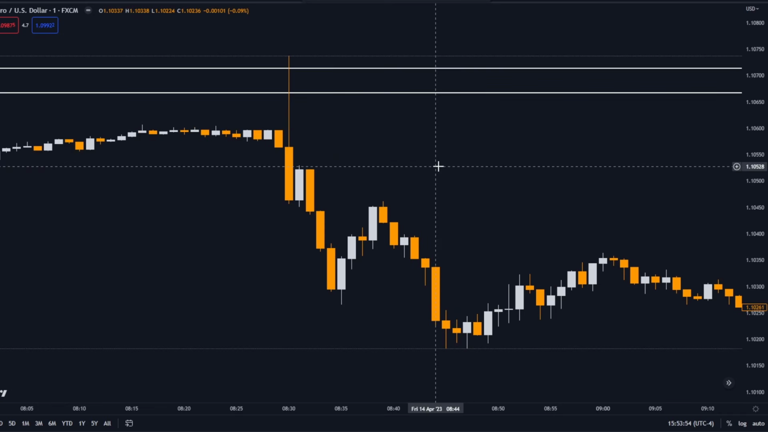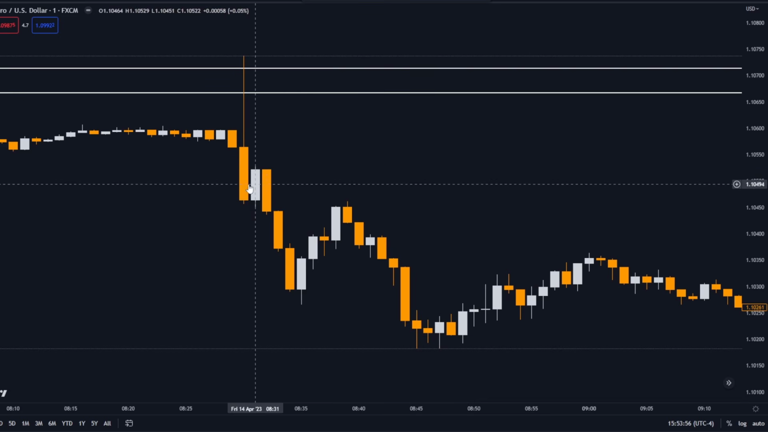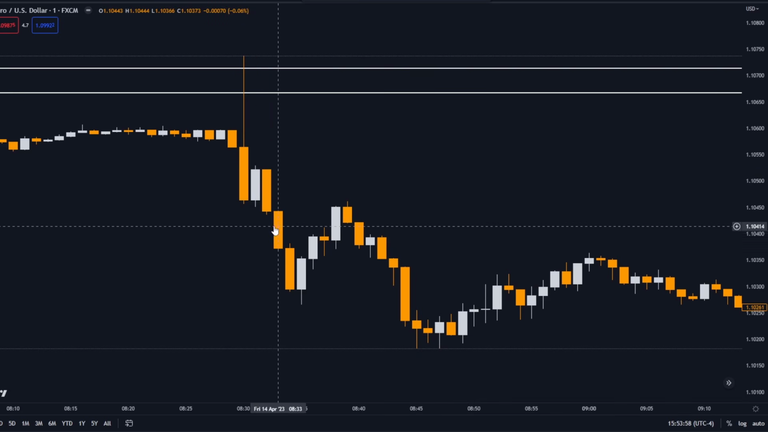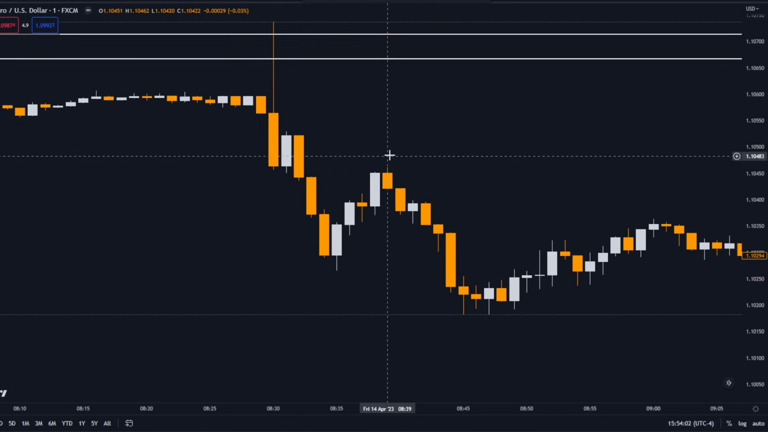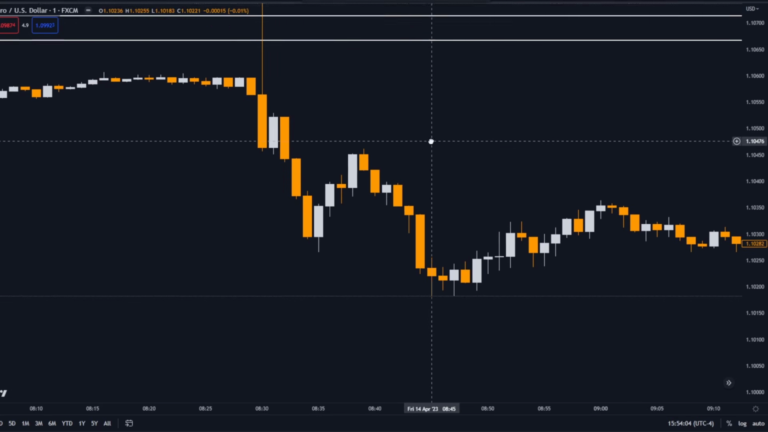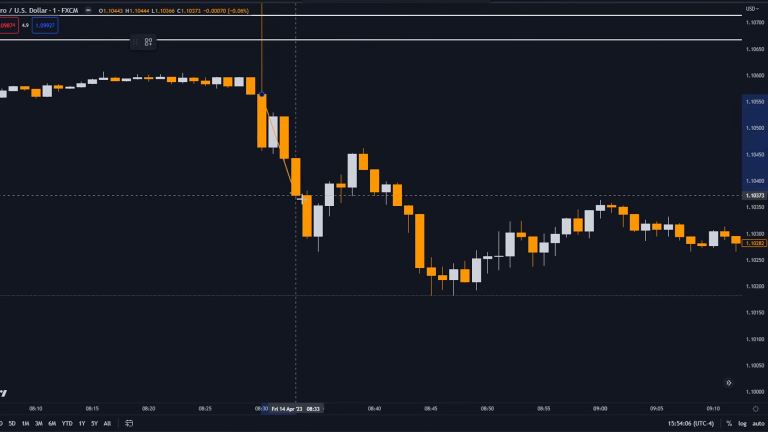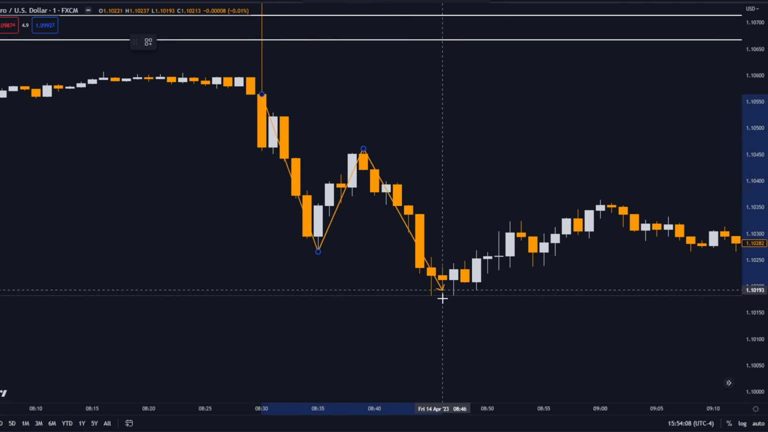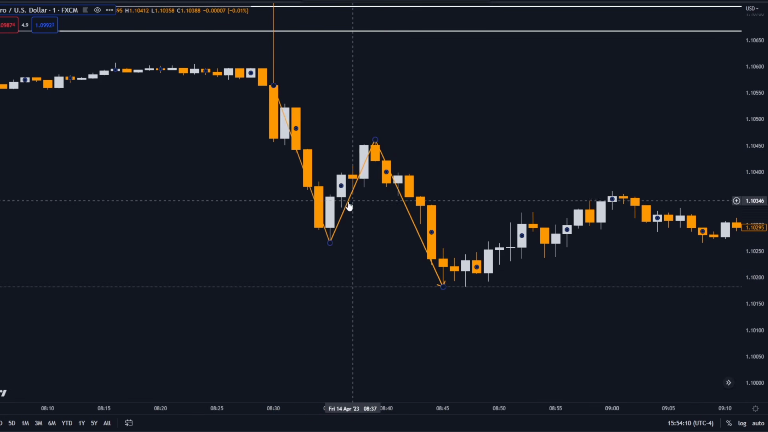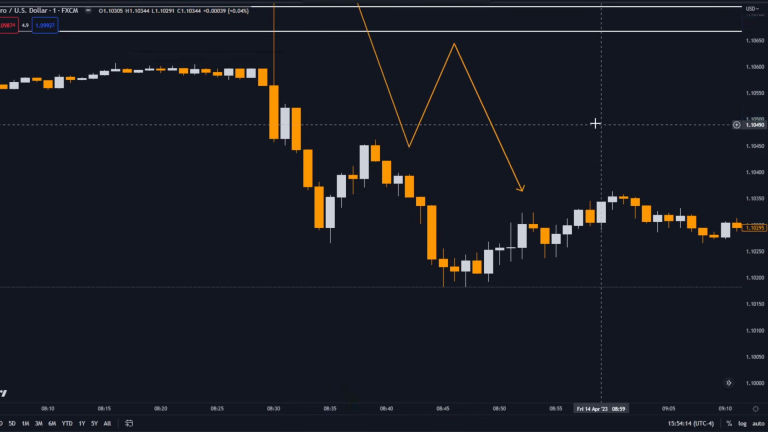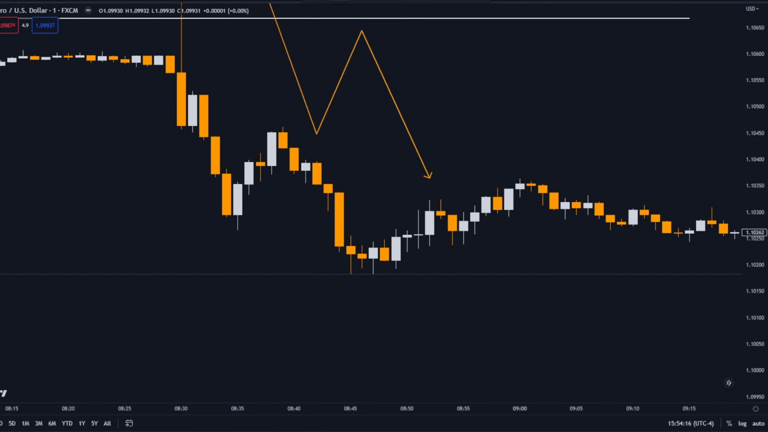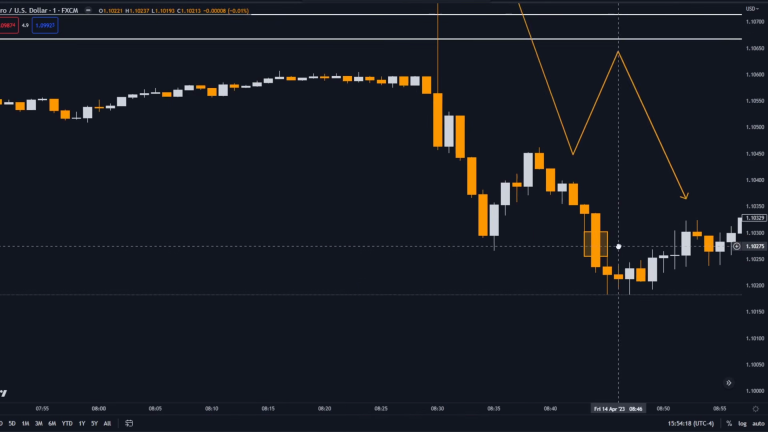And you could enter on this fair value gap because of this order block, but that's not what we are talking about now. We are talking about market structure. So this is the structure. You can see it broke through this low with a huge candle. Fair value gap.